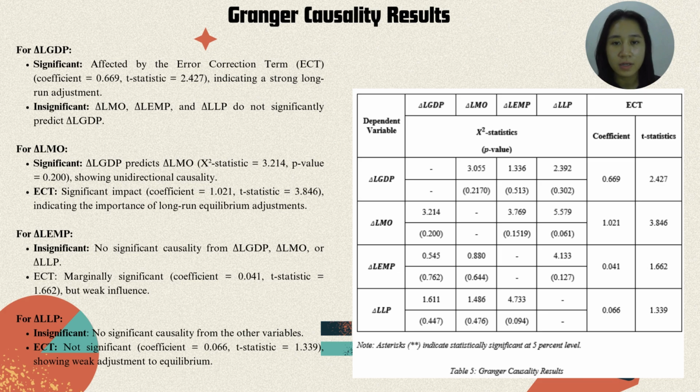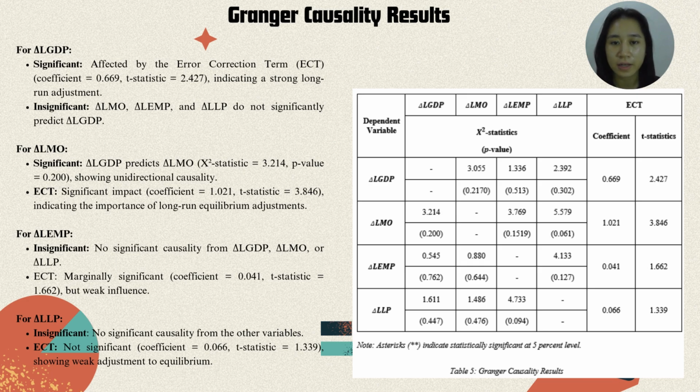For LLP, also, there is no significant causality from changes in LGDP, LMO, or LEMP to changes in LLP. The ECT for changes in LLP also is not statistically significant, where the coefficient is 0.066 and the t-statistic is 1.339, indicating that LLP does not strongly adjust to the long-run equilibrium in the short term.